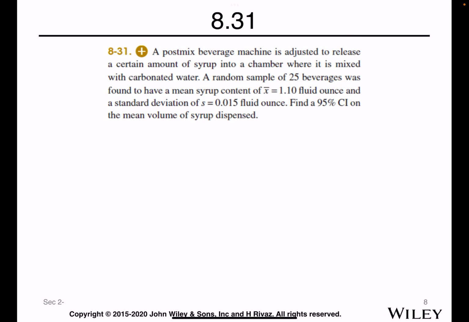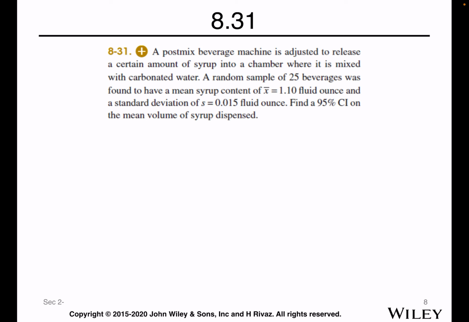So a post-mix beverage machine is adjusted to release a certain amount of syrup into a chamber where it is mixed with carbonated water. A sample of size 25 beverages was found to have a mean syrup content of X bar equal to 1.1 and a standard deviation of 0.015. Find a 95% confidence interval.